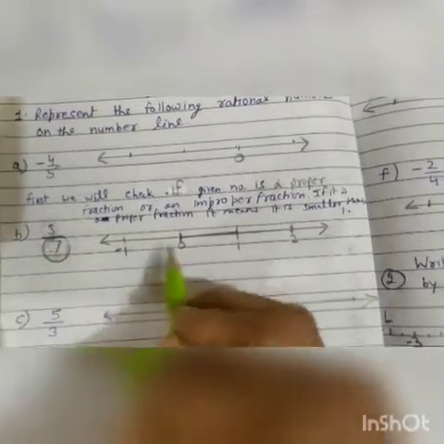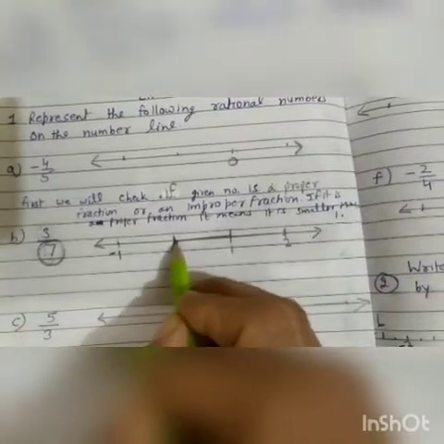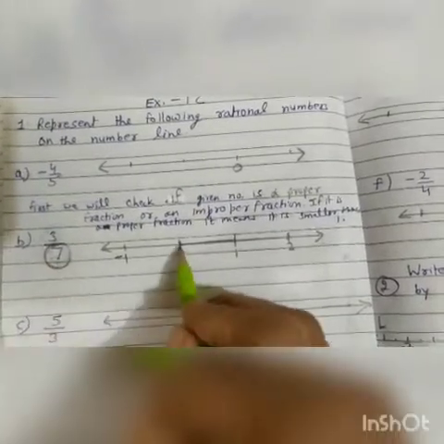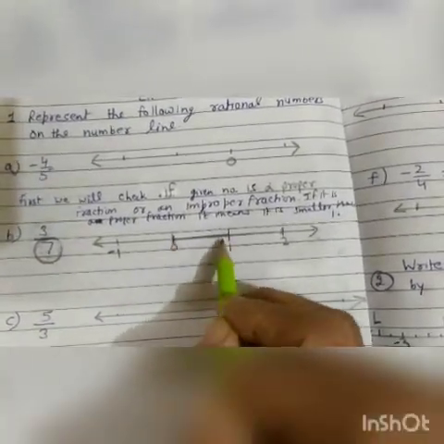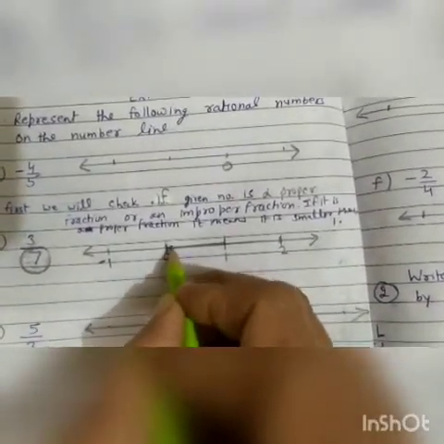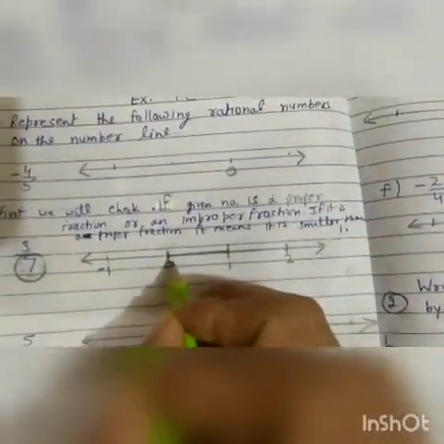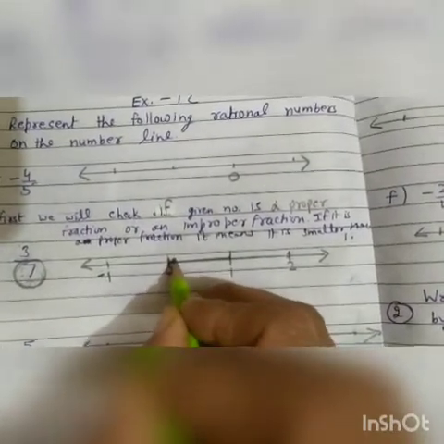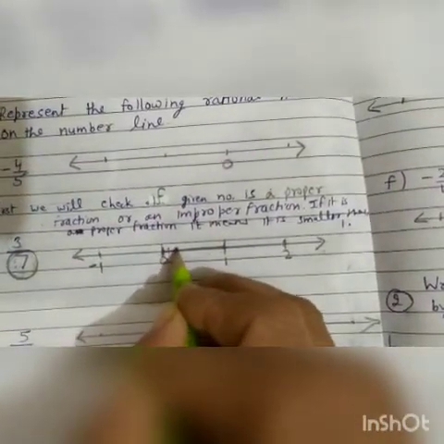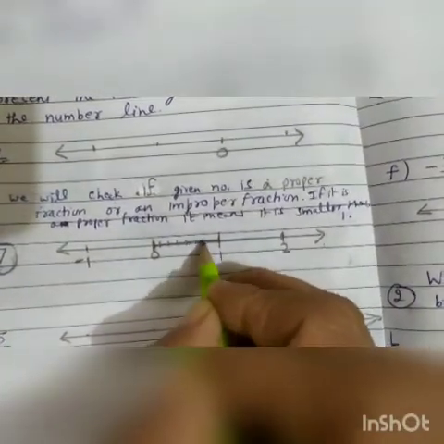If it is 5, then we will divide this distance into 5 divisions. If it is 4, then we will divide this distance into 4 divisions. Whatever the denominator, we divide this unit distance from 0 to 1 into that many divisions. Now it is 7, so we will divide this unit distance into 7 divisions. See, students, do this slowly and the distances will be equal. See, this is 1, 2, 3, 4, 5, 6, 7.